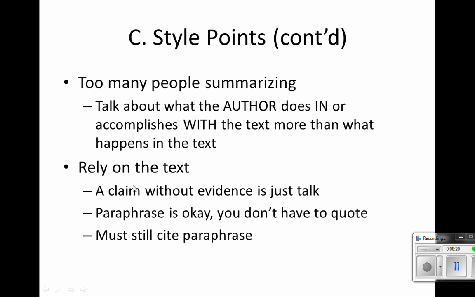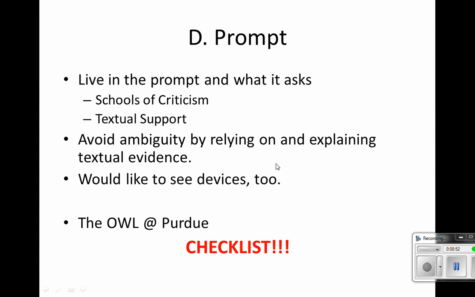Rely on the text. A claim without evidence is just talk. You guys have got to find some quotes. You have got to find some areas to paraphrase or to summarize, fit that into your text. Paraphrasing is fine. You don't always have to quote something. But if you're going to paraphrase something that happens in the text, you have to cite it still. So go ahead and get your nose in the book, get some page numbers, and talk about some more specifics. Apt and specific references, ASR. Get very specific with what you're talking about.